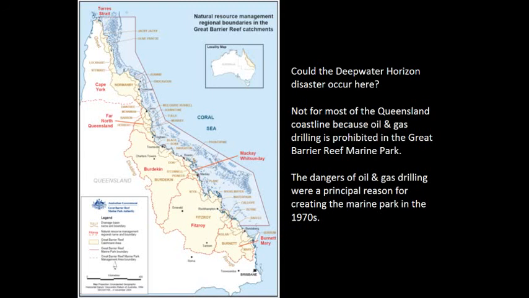But Australia basically made the decision, and you hear zero discussion of anyone in Australia saying, oh, we should go and explore for oil in the Great Barrier Reef, because it's just like this anathema. So we made that decision, and it was a big deal. The dangers of oil and gas drilling were one of the principal reasons for the creation of the Great Barrier Reef Marine Park.